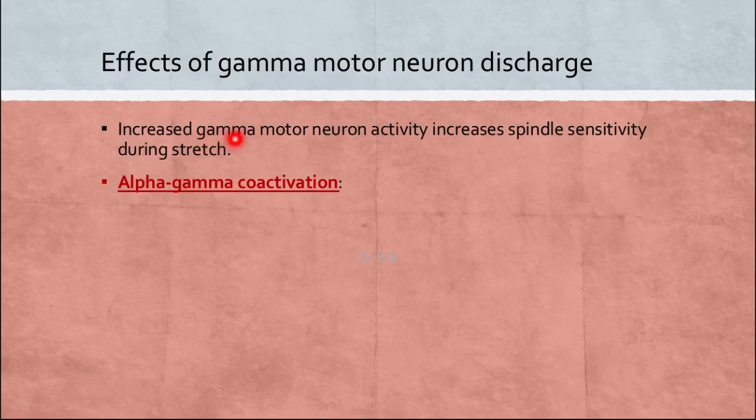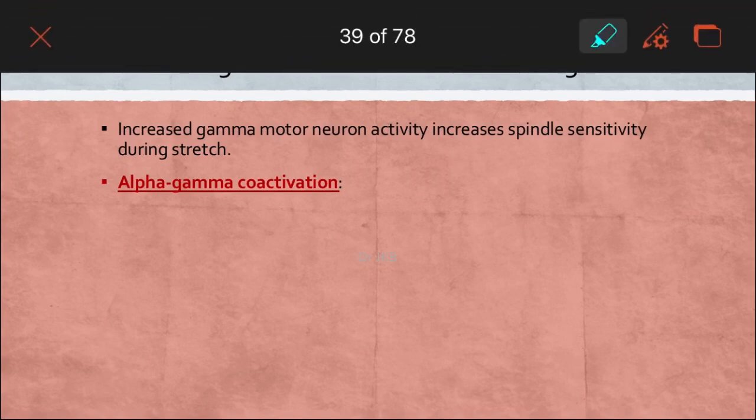Now, the increased gamma motor neuron activity increases the spindle sensitivity during stretch. What does it mean? It means stimulation of the gamma motor neuron and stimulation of the alpha motor neuron, both of them have different actions.